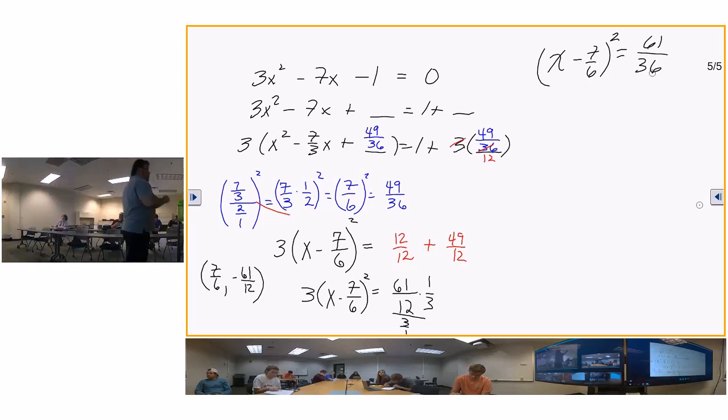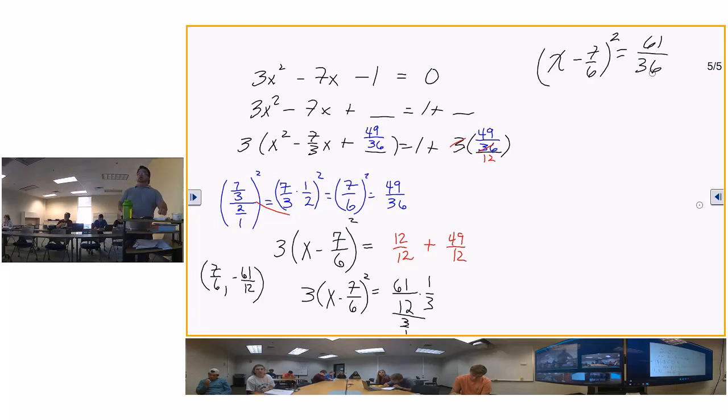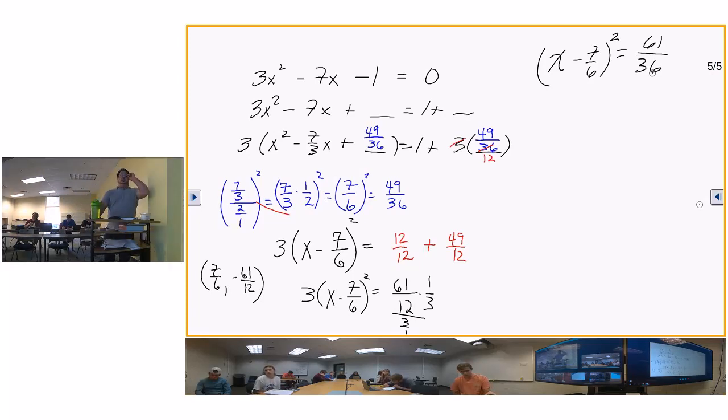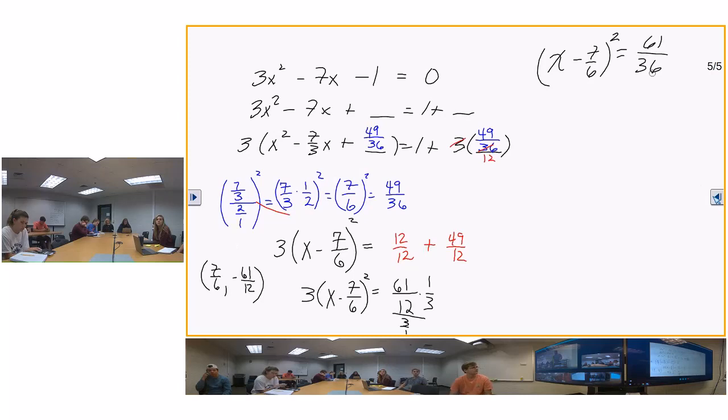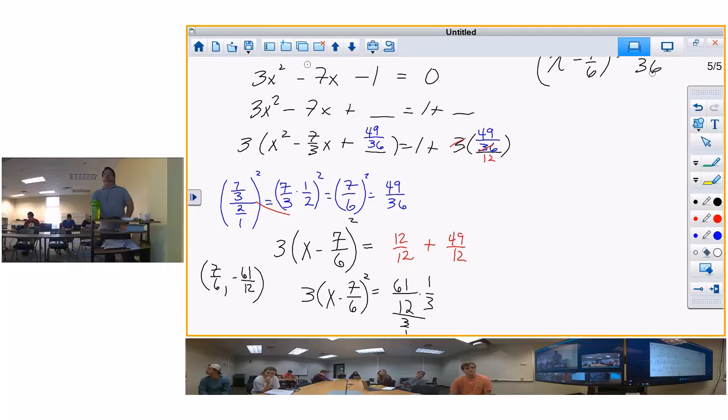Now, let me give y'all a trick I learned in the war. The square root of 64 is 8. So I bet y'all the square root of 61 is 7.8. Somebody tell me. What's the square root of 61? 7.8. It's a miracle. Just call me Rain Man.